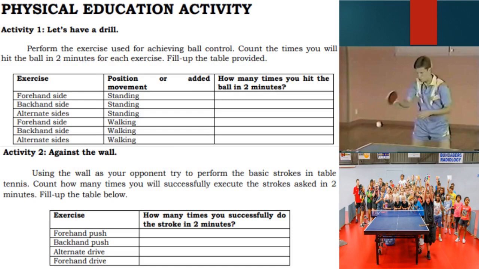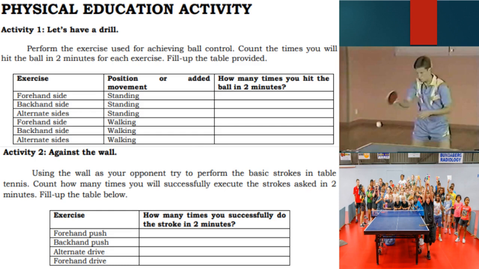Physical education activity. Activity 1. Let's have a drill. Perform the exercises used for achieving ball control. Count the times you will hit the ball in 2 minutes for each exercise. Fill up the table provided.